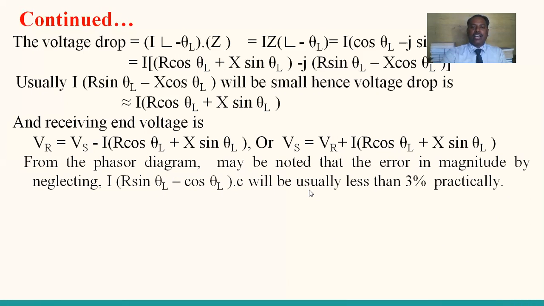So from the phasor diagram, it may be noted that the error in magnitude by neglecting I into R sin theta L minus X cos theta L will usually be less than 3% practically.